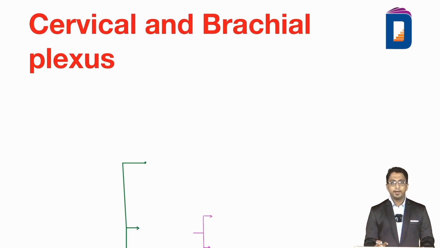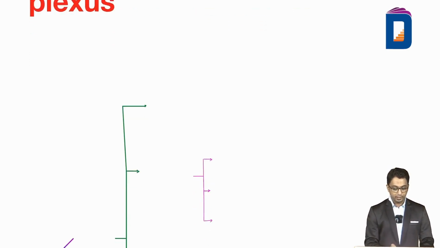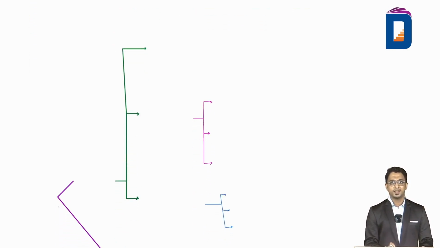So cervical and brachial plexus. If I go directly into cervical and brachial plexus, you won't understand anything. So I'm going to give you some very basics and advance into the cervical and brachial plexus, and then come on to the additional areas which I'll be discussing. First I'll give you an outline of what I'm going to discuss now.